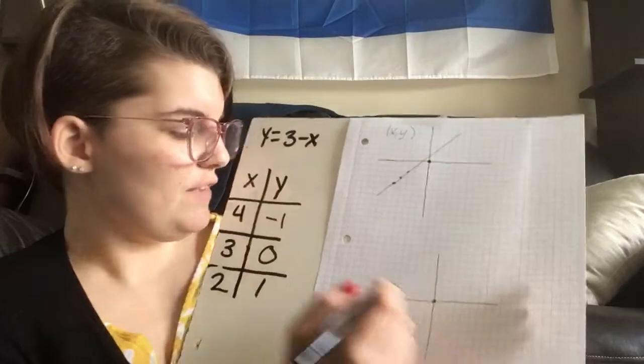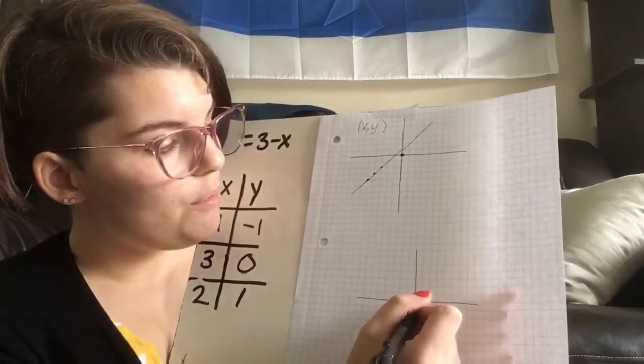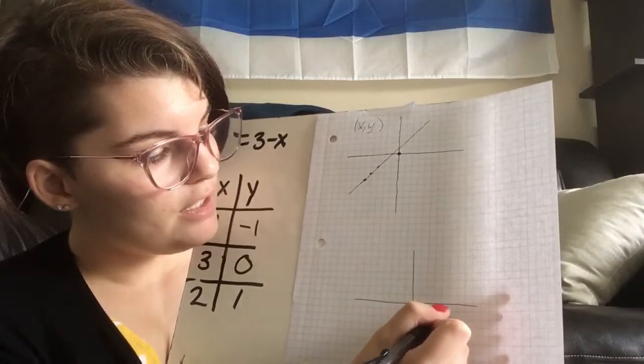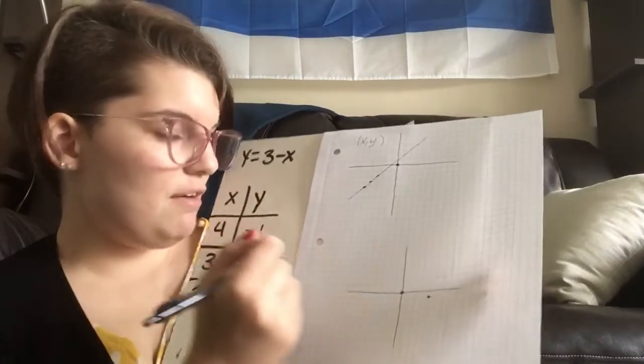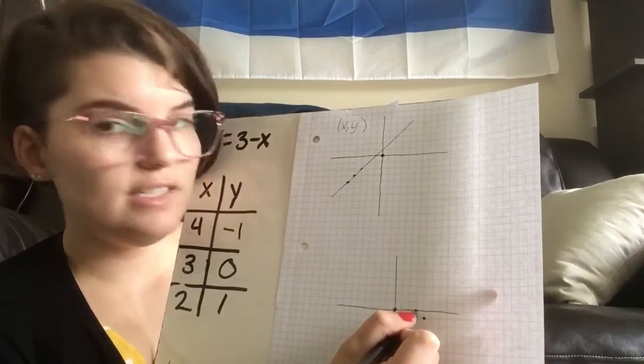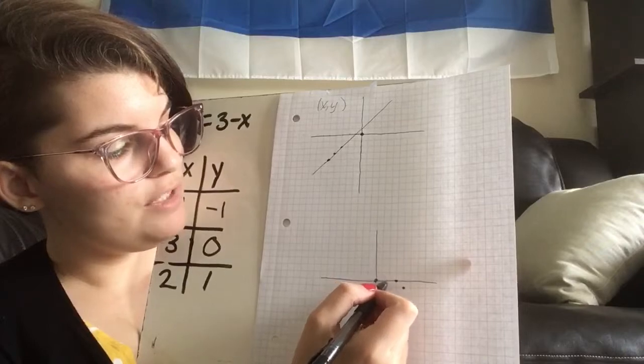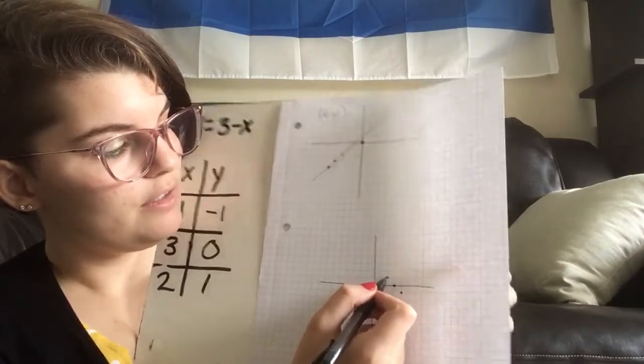So let's graph these. If I have 4, -1, I'm going to go 1, 2, 3, 4, down 1. Now I have 3, 0. 1, 2, 3, 0 means I stay on this line. And then I have 2, 1. So I have 1, 2, up 1.